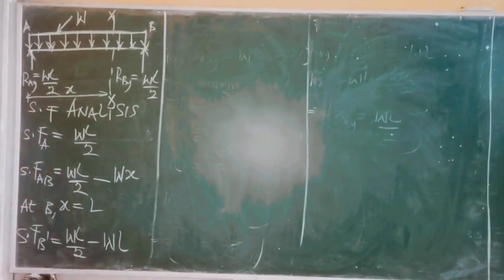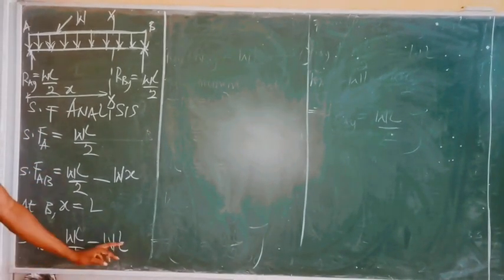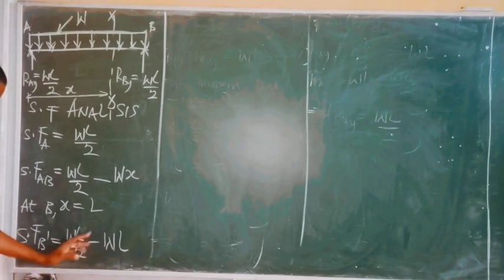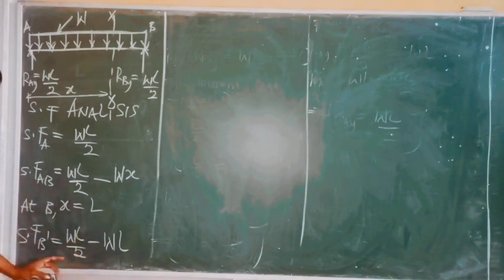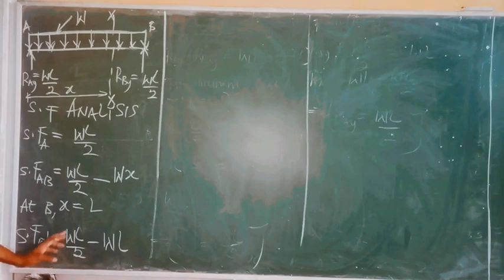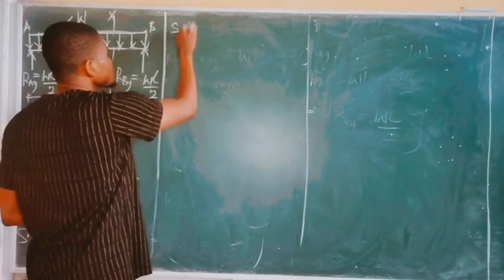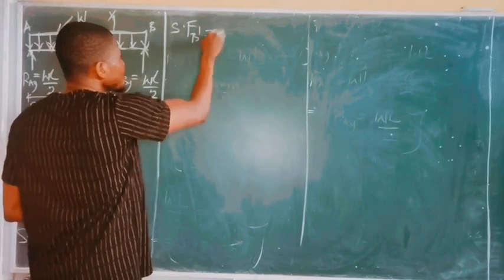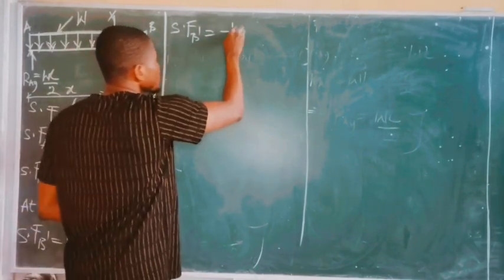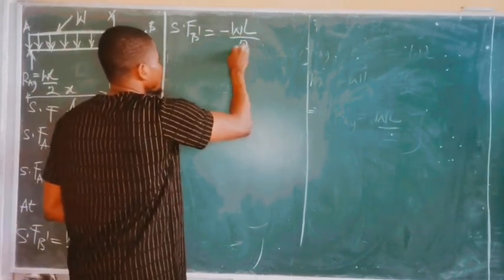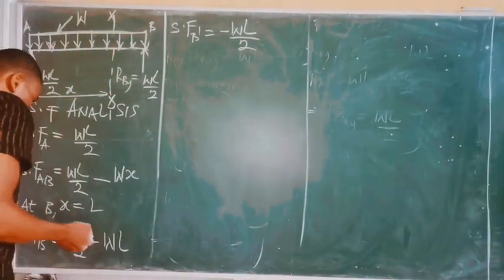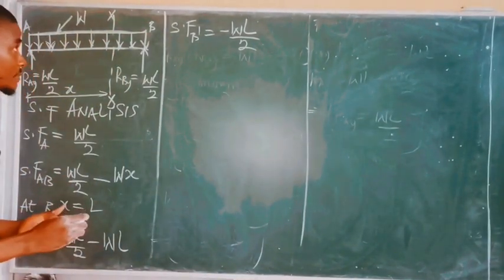So of course, these two can subtract. You have WL over 2 minus WL. This is simply saying half minus 1, because WL over 2 is like saying one over 2, minus 1. And so WL over 2 minus WL will simply give us shear force B prime, which means initially at point B, the shear force is simply minus WL all over 2. Okay, so that gives us the initial shear force at point B.